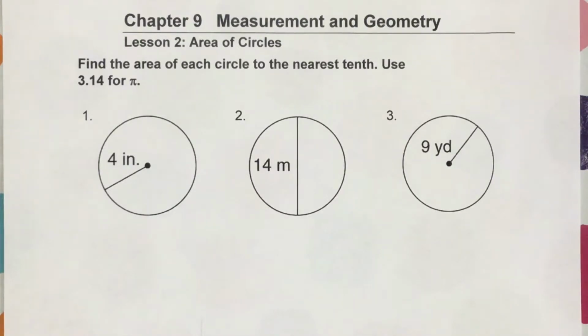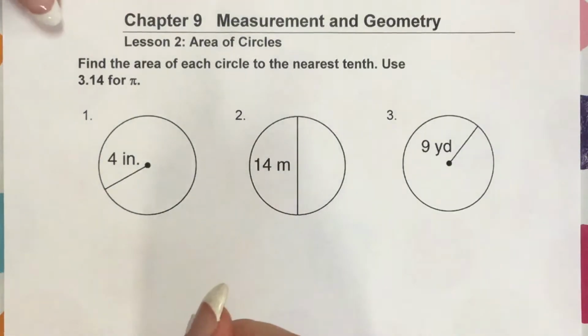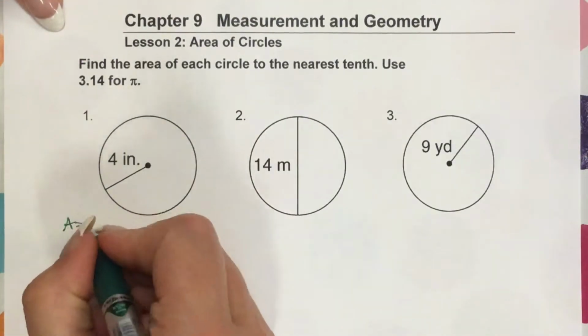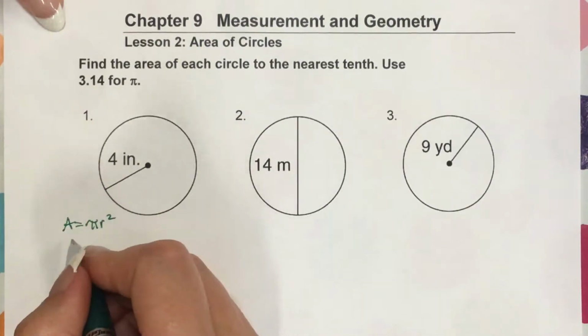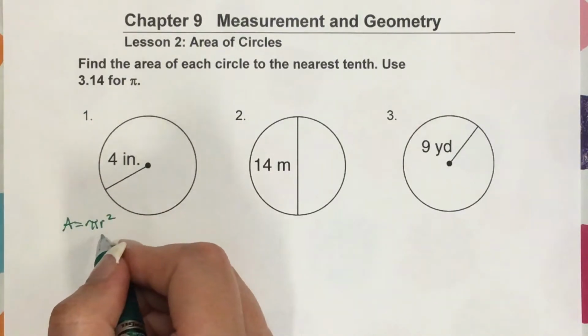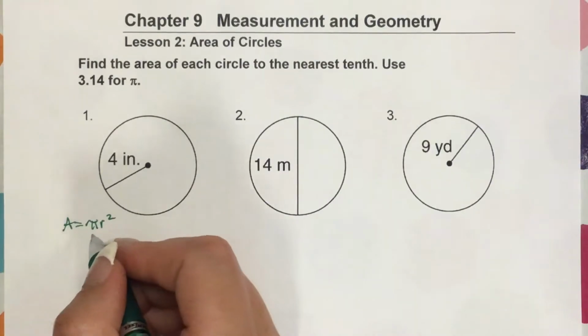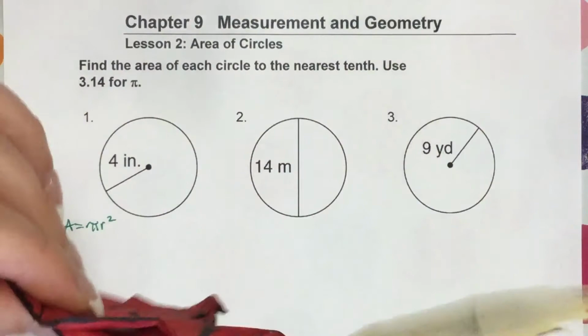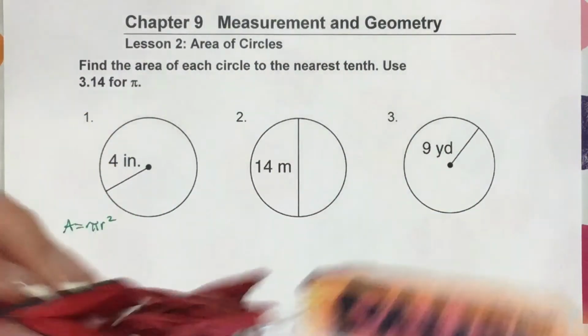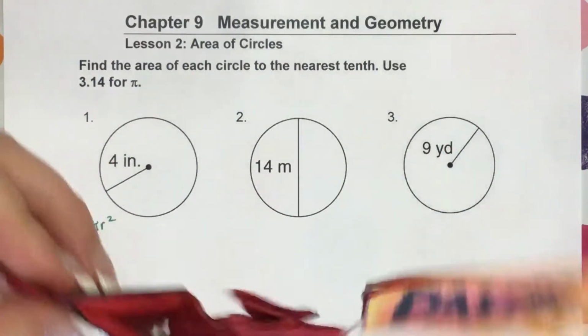We know that we're finding the area of a circle, so the first thing we need to do is write down that formula, which would be area equals pi r squared. You have to memorize this formula. Area equals pi r squared, area equals pi r squared, area equals pi r squared.